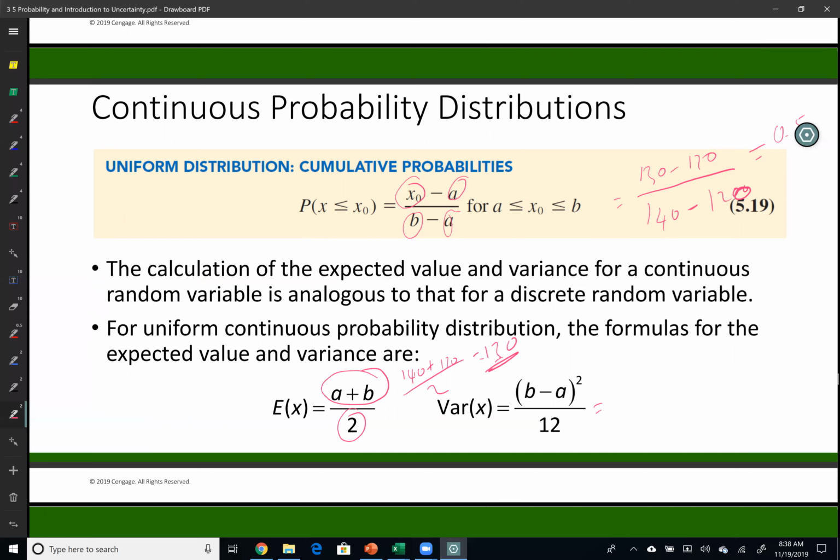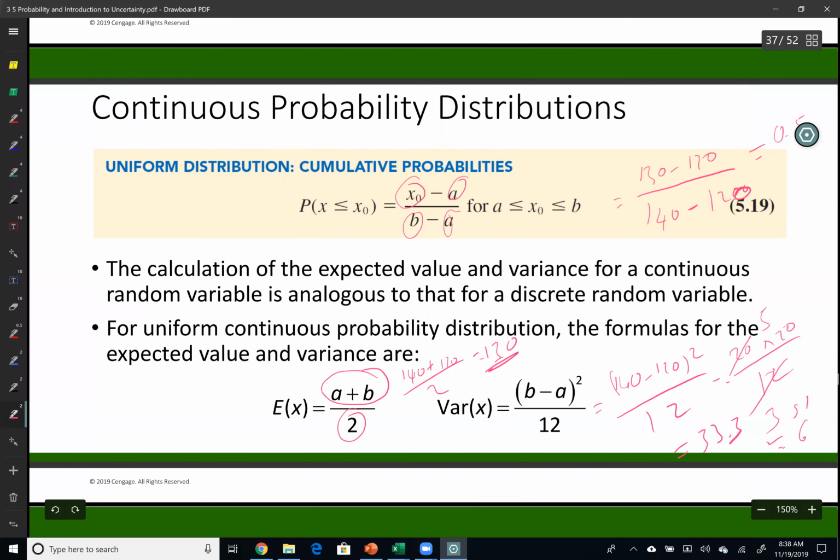So the variance, which is a variation from the mean, is going to be upper bound, which is 140, minus lower bound 120 squared divided by 12. So you see, this is going to be 20 times 20 divided by 12. So if I divide this by 4, it's going to be 3. If I divide this by 4, it's going to be 5. So 100 divided by 3, which will give you 33.3. So that's going to be your variance, and your standard deviation will be somewhere around 6 if I take square root of this. Okay.